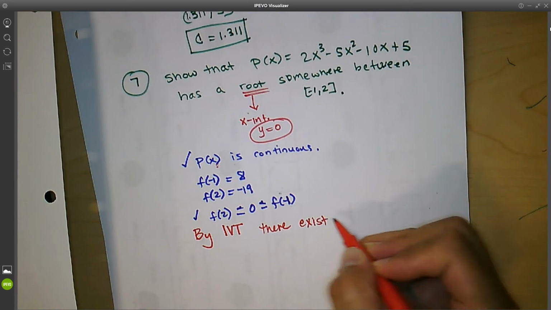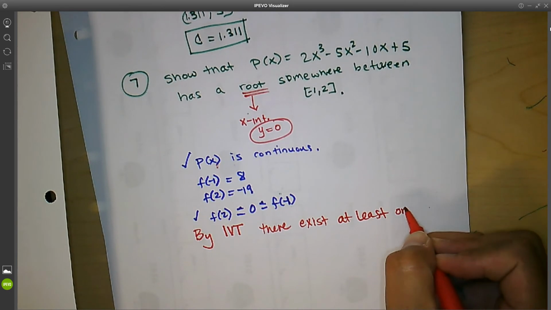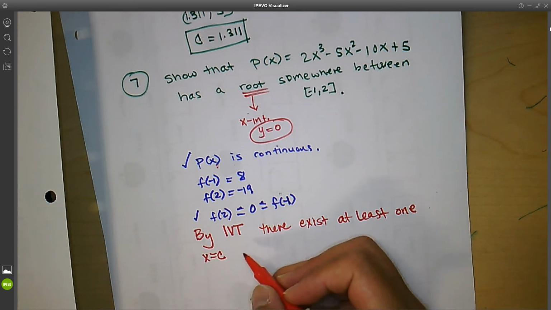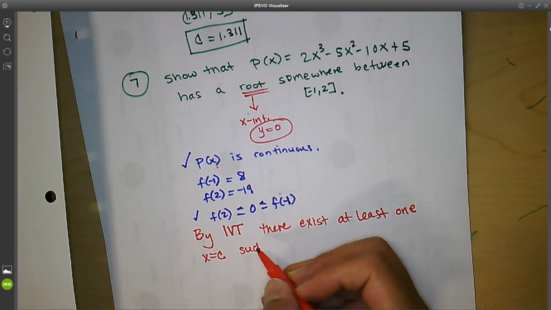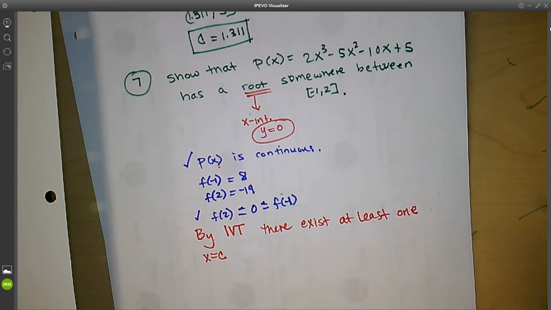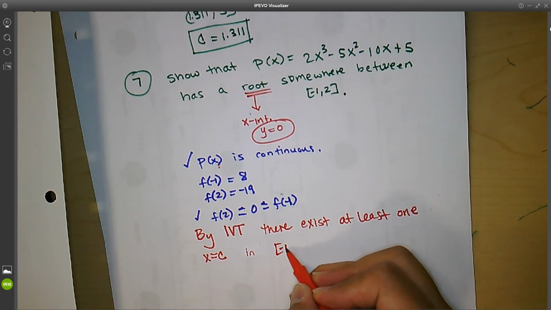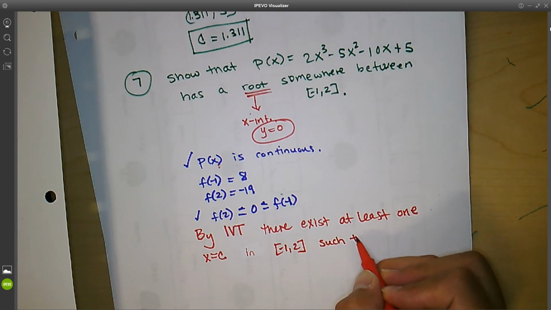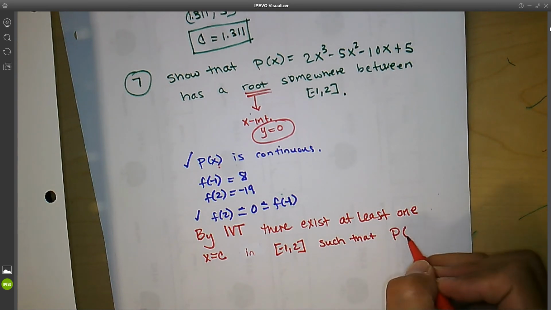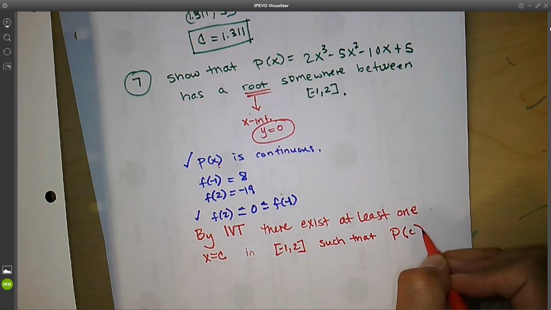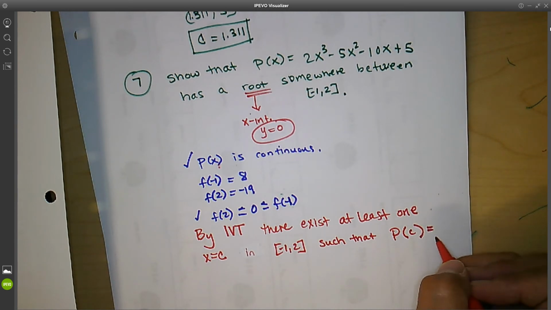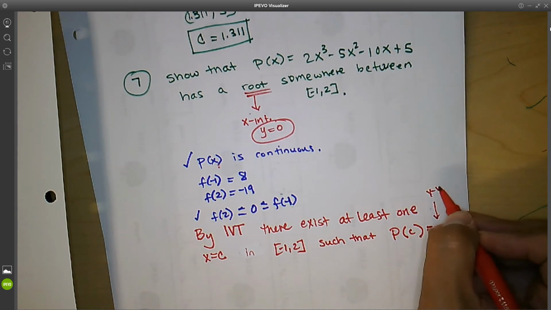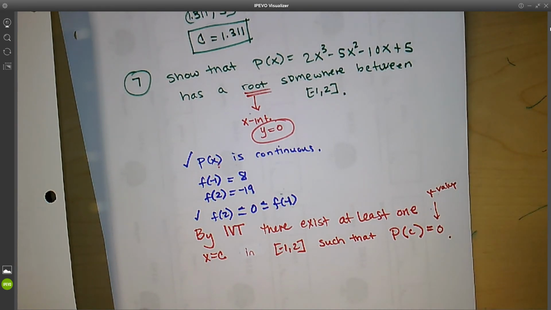there exists at least one x equals c. Oh, and the interval. Where is our interval? Such that if we happen to plug it into the p equation, it will produce a root. That means the y value is 0. Okay, our theorem guarantees there is a possible x or c. In this case, when we put it in, we get that.